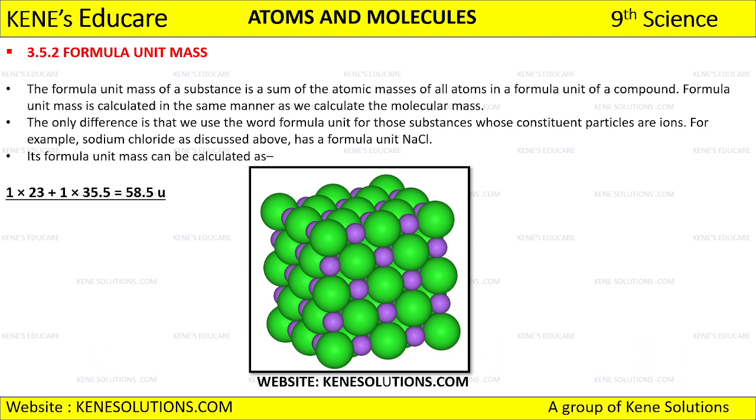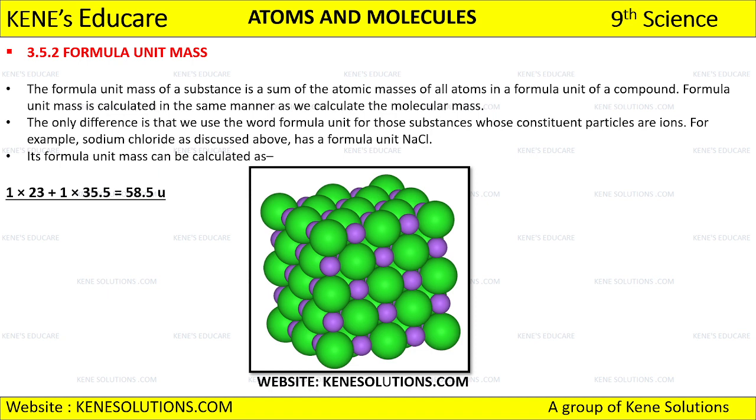There is only one difference: we use the word formula unit for those substances whose constituent particles are ions. Instead of using molecular mass, we use formula unit for substances whose constituent particles are going to be ions. Now, for example, sodium chloride, as discussed above, has the formula unit NaCl. So how can we calculate the formula unit mass of NaCl?